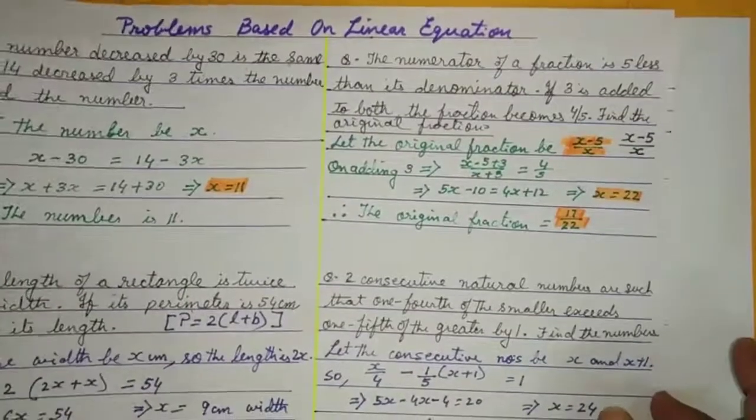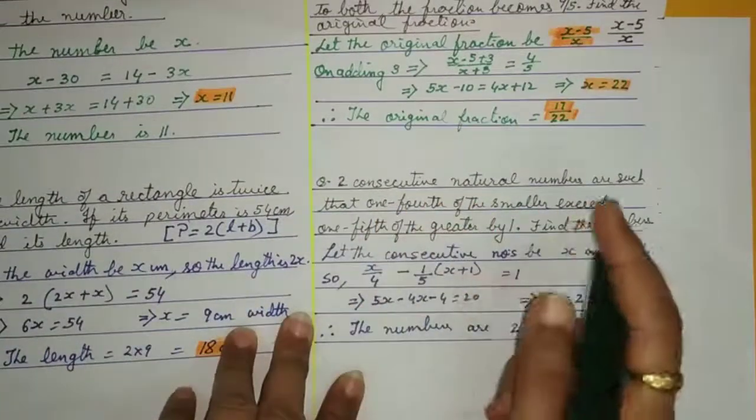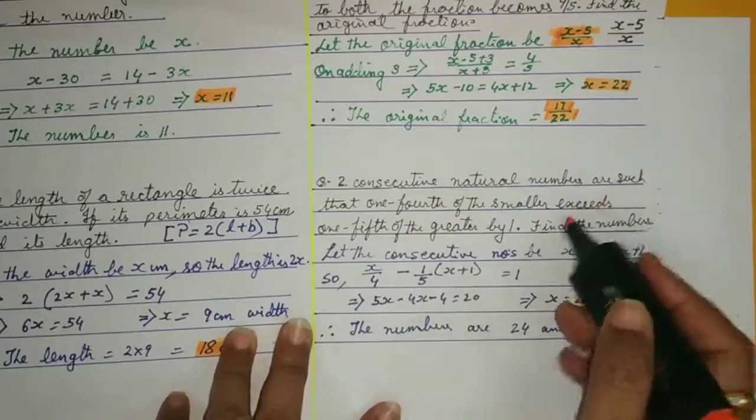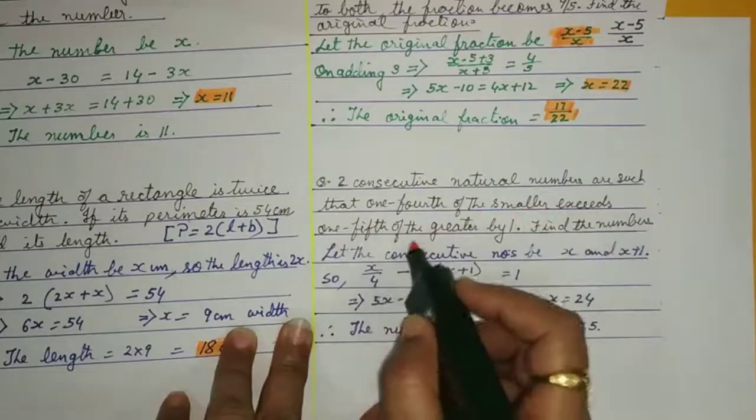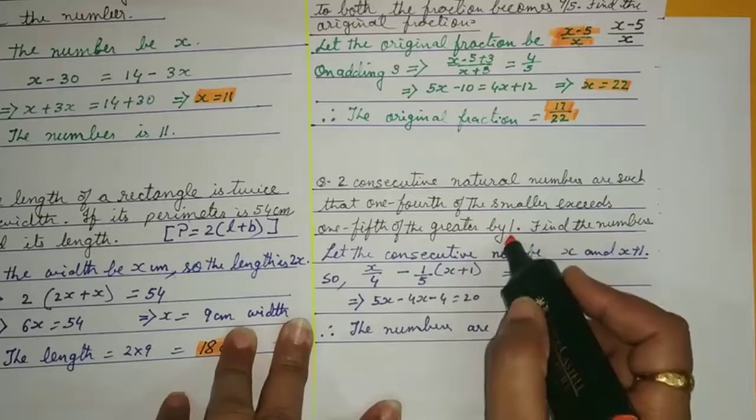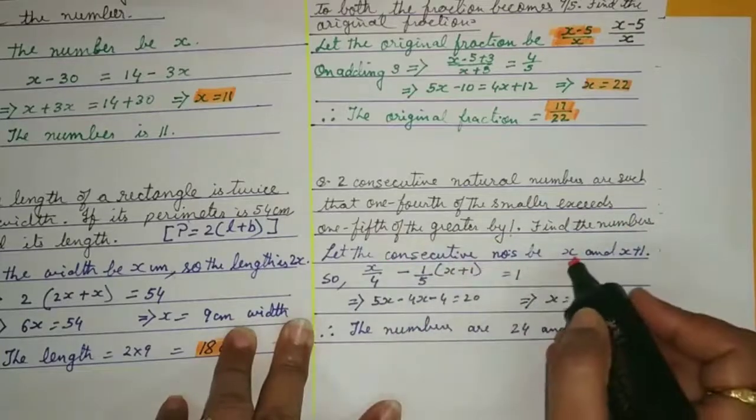Interesting. Okay, the next question. Two consecutive natural numbers are such that 1/4 of the smaller exceeds 1/5 of the greater by 1. So find the numbers. Let the consecutive numbers be x and x plus 1.